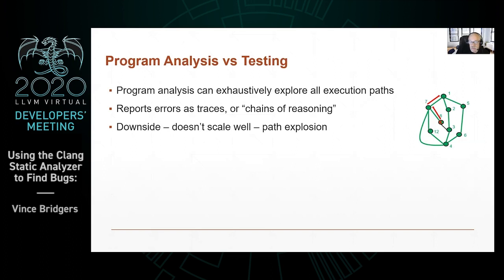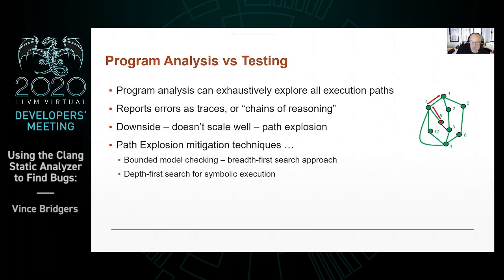Some downsides include that this doesn't scale well in all cases. You might see some path explosion, and there are some mitigation techniques that are applied. So there's bounded model checking, a breadth first search approach, and there's also depth first search for symbolic execution, which limits this problem of path explosion. This can cause you to miss some errors, but there's a benefit overall to being able to explore more states in your program state space.